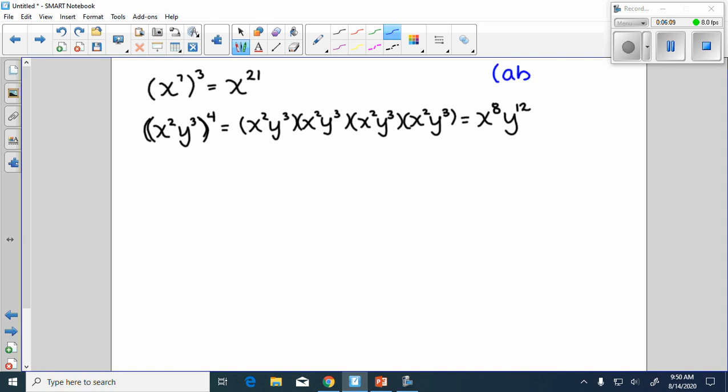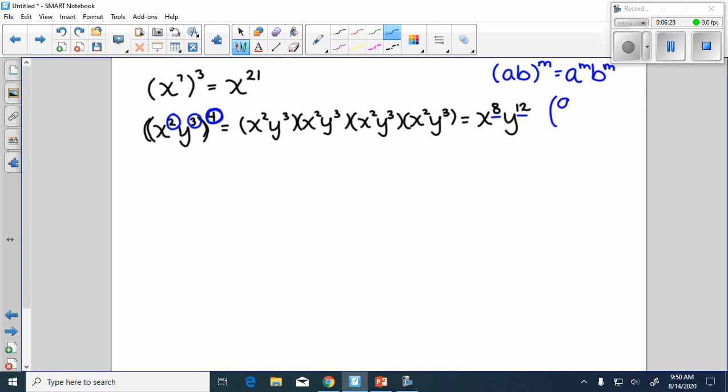If I have a product raised to a power, notice that what happened there is that both pieces of the product got raised to that power. It means I took power to a power and I multiplied to get 8. I took this power to the power and I multiplied to get 12.